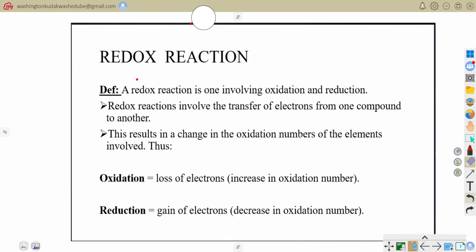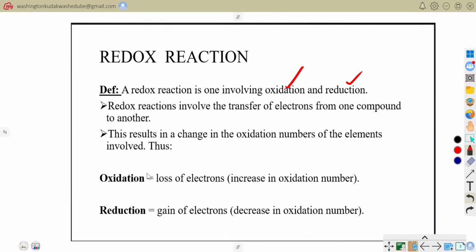Some define redox reactions as reactions that involve electron transfer. Whenever there is transfer of electrons, there is either an increase in the oxidation state or a decrease in the oxidation state. When we have an increase in the oxidation state, this is oxidation. When we have a decrease in the oxidation state, this is reduction. So whenever we have electron transfer, let's know that we have redox reactions.